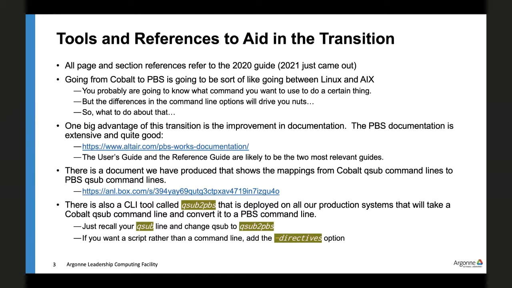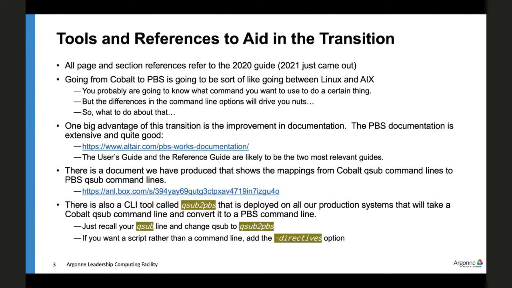There's also a document that we've produced. The link is in the chat. And it's just a PDF that says, okay, if you used this Cobalt command line, here's how you get to the equivalent in PBS. You'll see some of those in the presentation. I don't cover them all. If you're glancing through that, you see something that I don't cover that you want to ask questions about, feel free to hit that up at the end of the presentation.